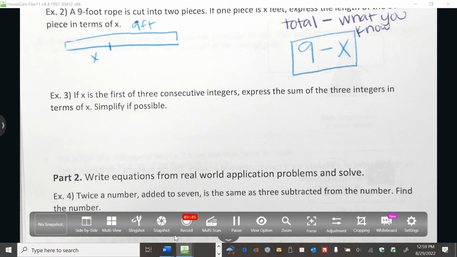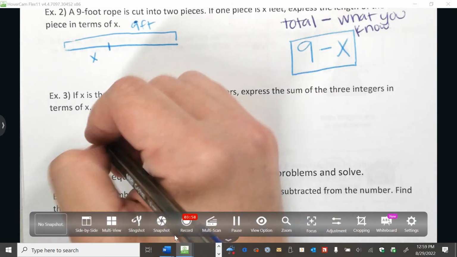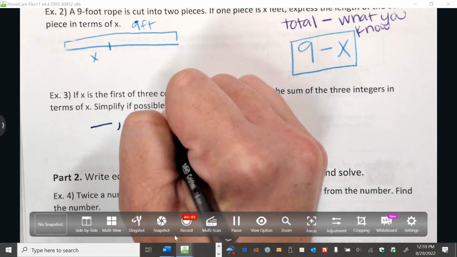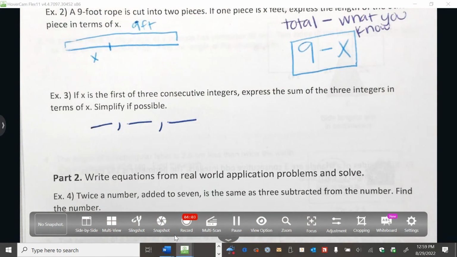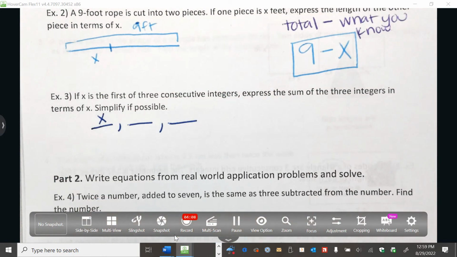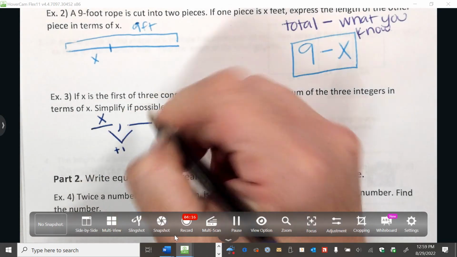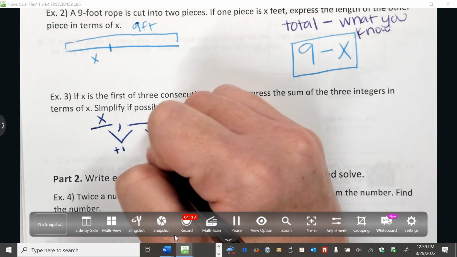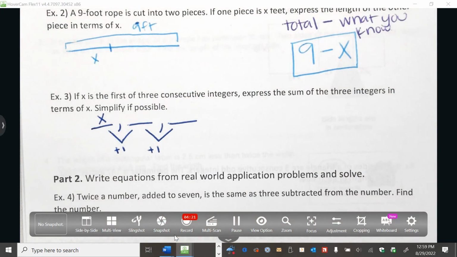What comes after 1? In order? What comes after 1? 2. Yeah, those are 2 consecutive numbers. 1, 2, 3 are 3 consecutive numbers, right? Consecutive just means they keep going. Yes? So if we're looking for 3 consecutive numbers, and we know the first one is x. Well, how do you get to your next number? If 1, 2, and 3 are my consecutive numbers, how do I get from 1 to 2? Plus 1. And how do I get from 2 to 3? Plus 1.